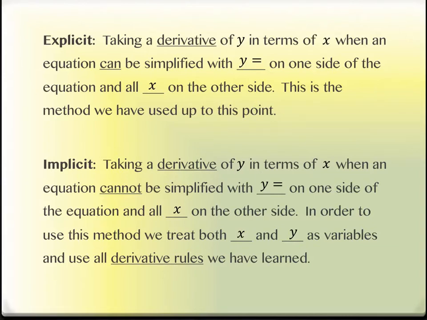In order to use this method, we actually treat both x and y as variables, and then we use all the derivatives that we've seen so far. So if you're thinking about the derivative of x squared and you know it's 2x, we have the same thing going on for y. The derivative of y squared would be 2y with one caveat that I'll show you as we work. But the basic idea is the same. So we're going to do some examples. Sorry, some of you are still filling in blanks. Let me pause.